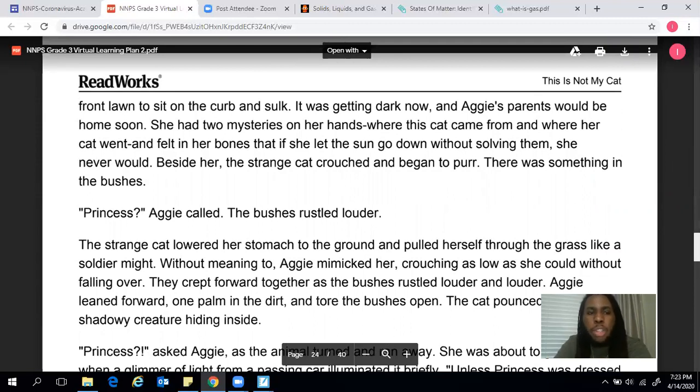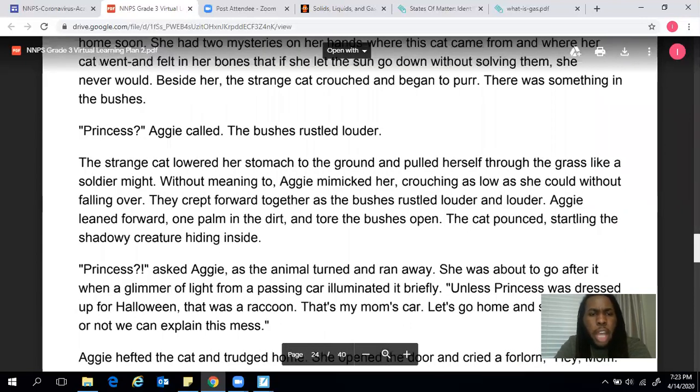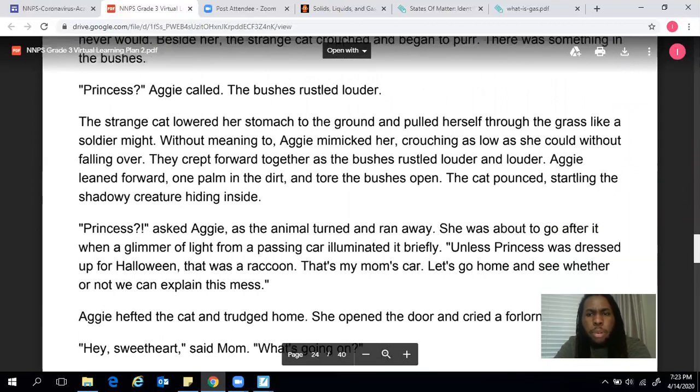There was something in the bushes. "Princess," Aggie called. The bushes rustled louder. The strange cat lowered her stomach to the ground and pulled herself through the grass like a soldier might. Without meaning to, Aggie mimicked her, crouching as low as she could without falling over. They crept forward together as the bushes rustled louder and louder. Aggie leaned forward, one palm in the dirt, and tore the bushes open.